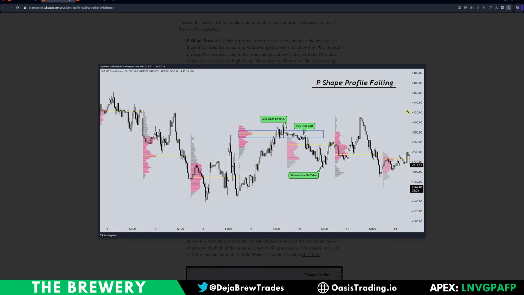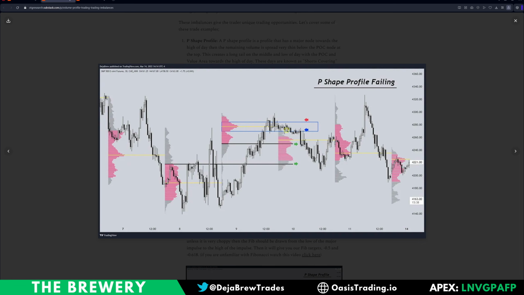But typically you want to use trailing indicators to help you follow that trend as low as possible, preferably looking for that low of day on that P-shaped profile. Okay, so once again, the P-shaped profile closes. Once that POC node begins to act as resistance or that value area low is completely lost, typically the sell pressure will ramp up, going all the way back to that low of day.